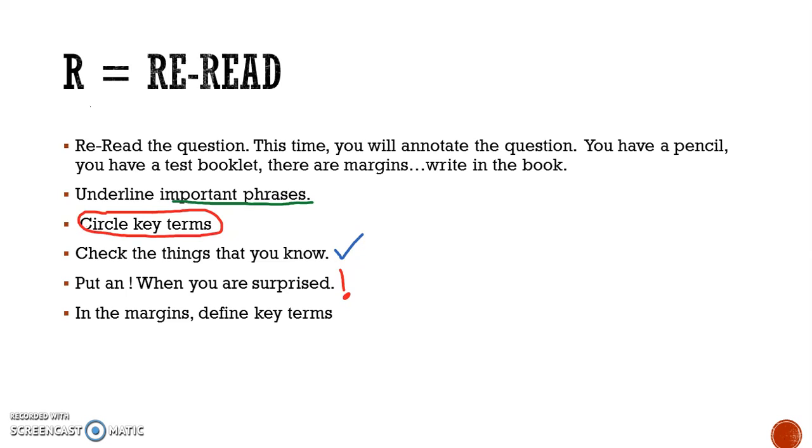The third step, R, is reread. You're going to reread the question, but this time, as you're going over the question, you're going to annotate. You have a pencil, you have a test booklet, there are margins, and you can write in the book. So you're going to underline important phrases. You're going to circle key terms. You're going to check things that you know. Put an exclamation point next to the things that surprise you. And when you're all done with that, you're going to take some time to define the key terms and put those definitions in the margins. Reread.